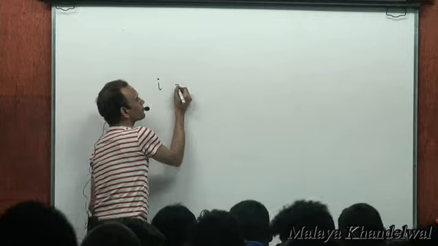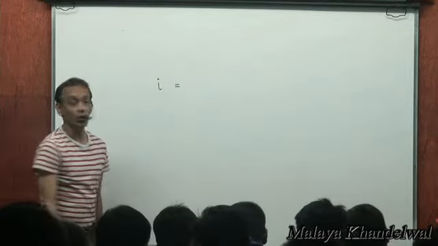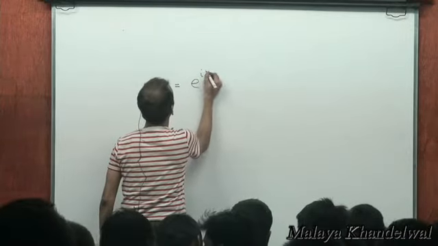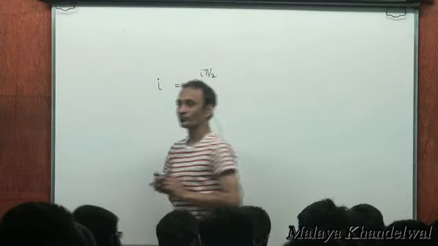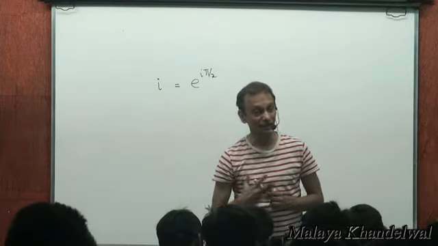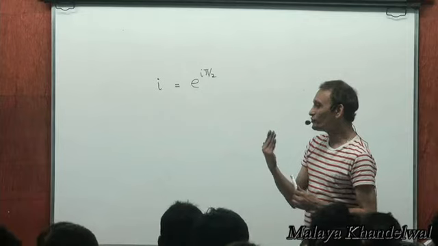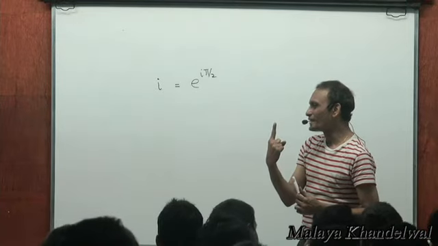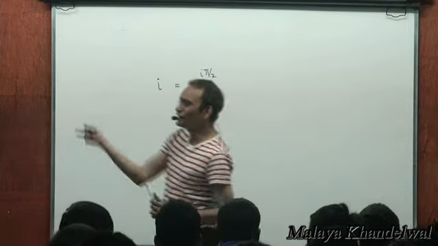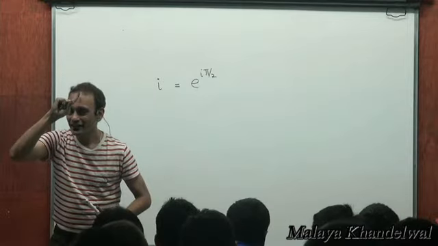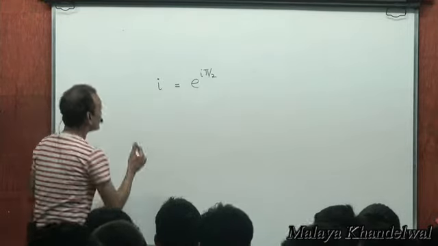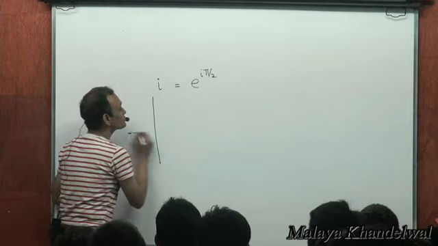Now, i is what? I told you it's e power i pi by 2. So if you multiply a complex number with i, it will rotate the vector by pi by 2, isn't it? Which is not too difficult to see.